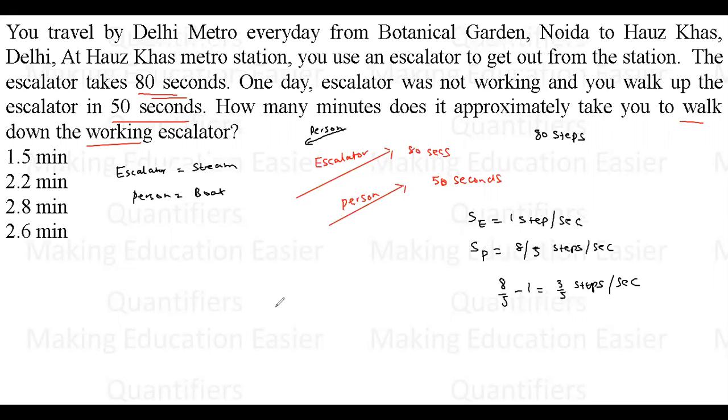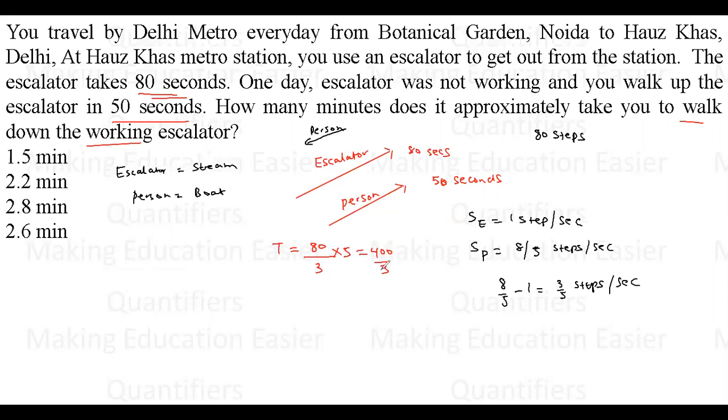So now whatever distance will be covered, it will be covered with the speed of 3 by 5. So we need to find time. Time is equal to distance upon speed. Distance is 80 steps and speed is 3 by 5. So students, this comes out to be 400 by 3 seconds.